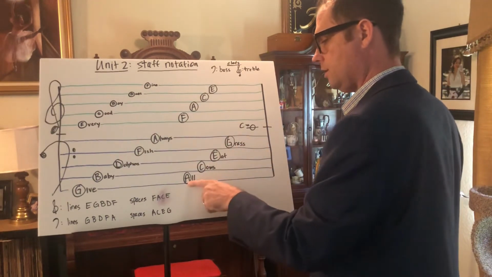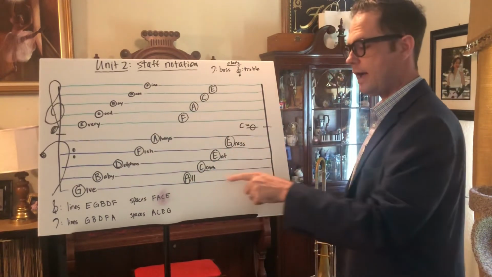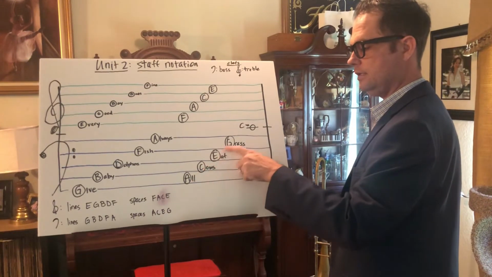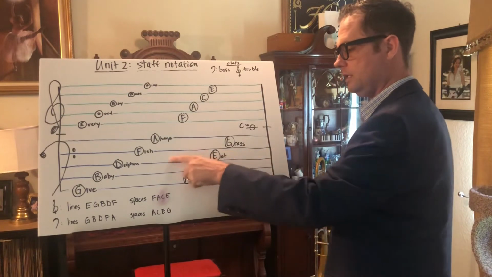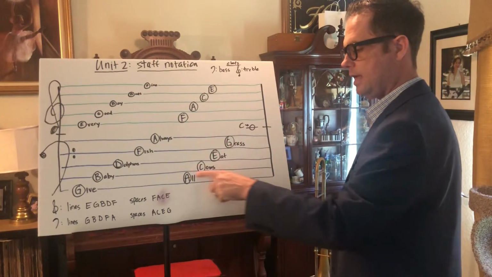And then our spaces are all cows eat grass. A, C, E, G. So any note on here would be C. Any note on here would be E, G, A.